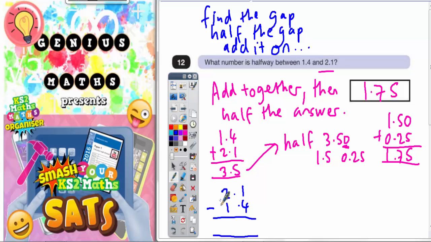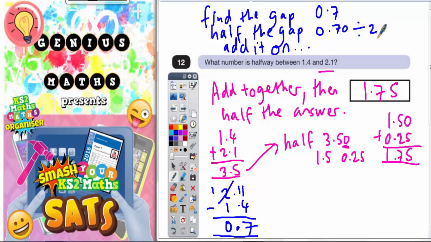1 take away 4 we can't do, so we need to borrow 1. Now we've got 11 take away 4 makes 7, and 1 take away 1 makes nothing, so the gap is 0.7. So you find the gap, 0.7. Now we need to halve the gap. Well, half of 0.7, it's easier to do half of 0.70, because 0.7 is the same as 0.70.